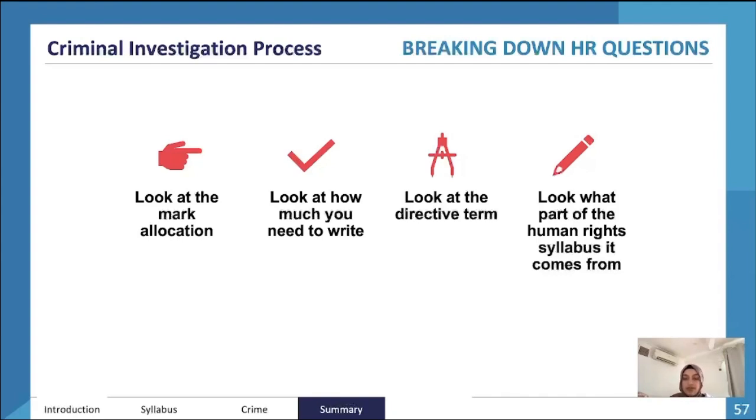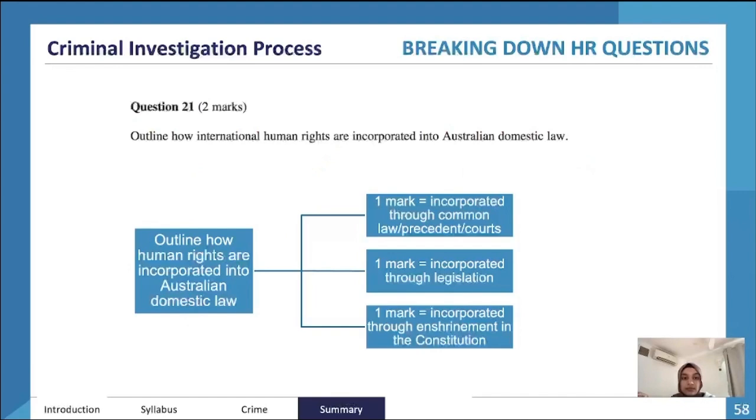Look at what parts of the human rights syllabus it's coming from. So again, syllabus, syllabus, syllabus. We talked about the importance of this earlier, so I won't dwell too much on it, but again, just make sure that you understand how important that is. So now I've got a bunch of human rights questions.